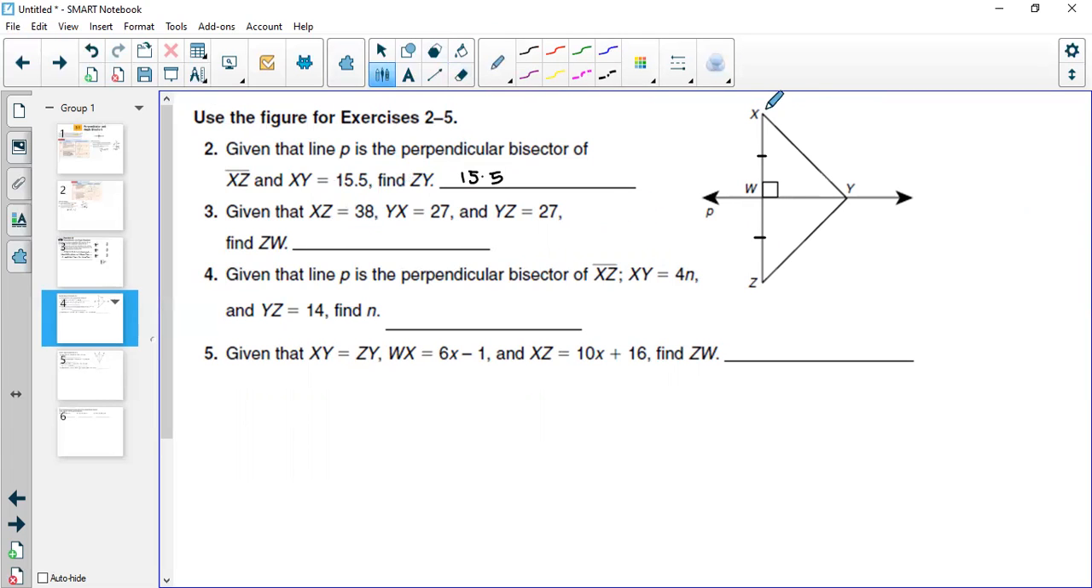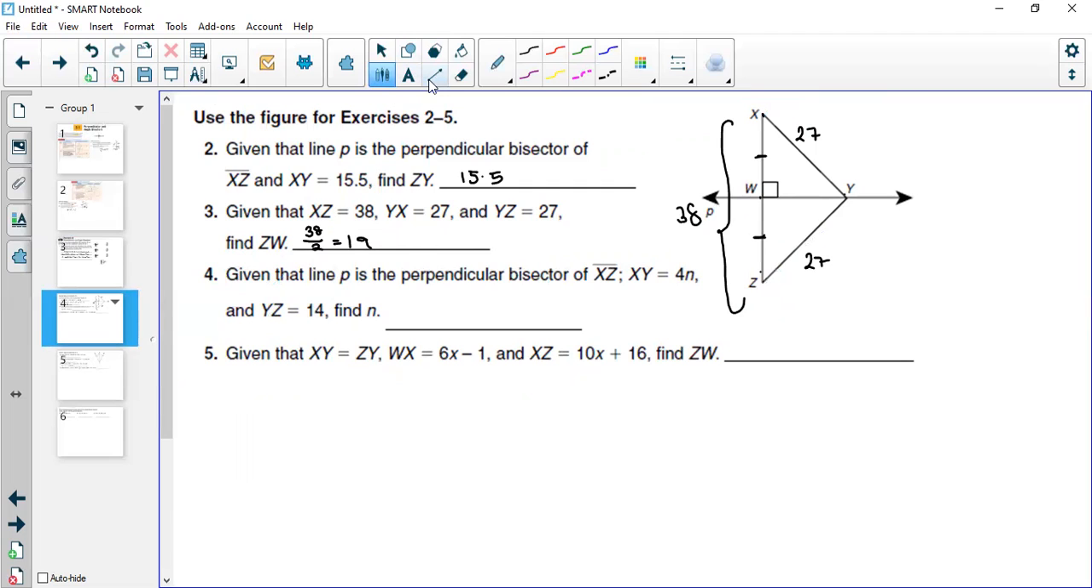Given that XZ, the whole length again, is 38. So X to Z is 38. Let me mark it this way, 38. YX is 27, and YZ is 27. Find ZW. So if the whole length is 38, you have to find half of it, because they said this is equal to this, which means automatically this becomes equal to this because of the converse of the bisector theorem. So to find ZW, you just needed to divide that by 2. So 38 divided by 2 would give you 19. So the distance ZW is going to be 19.